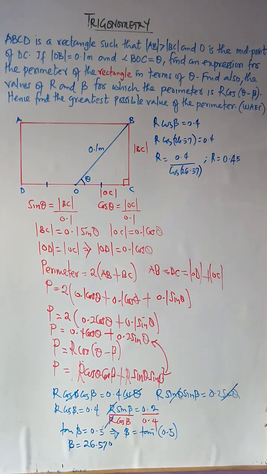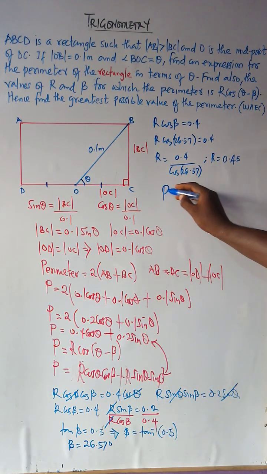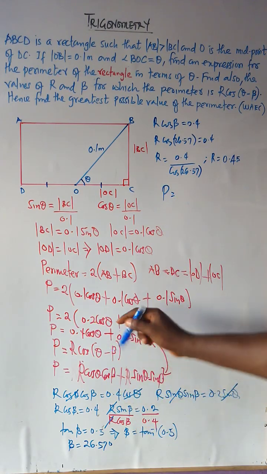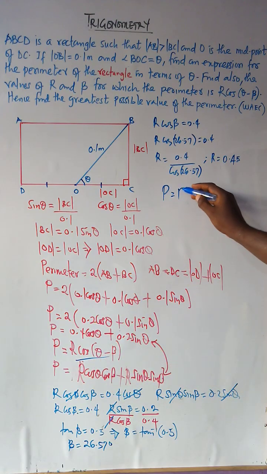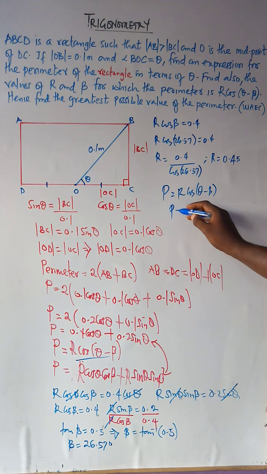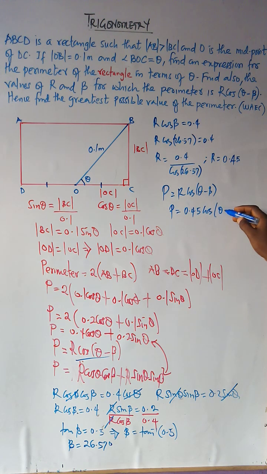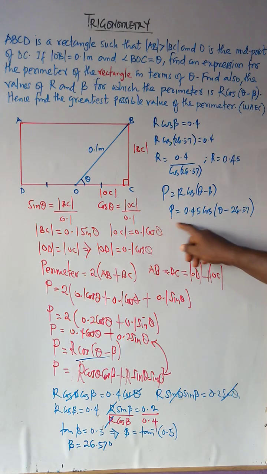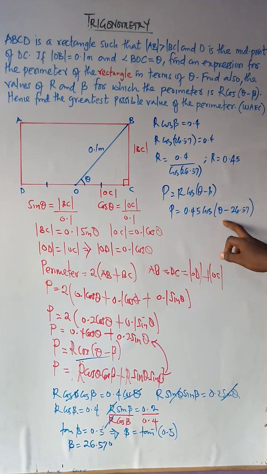Question: find the greatest possible value of the perimeter. This is outside trigonometry. So recall, the perimeter P is given from the question to be r cos(theta minus beta). So the perimeter becomes, what's r? 0.45 cos(theta minus, what is beta? 26.57). So this is the perimeter in terms of what? Theta. So it means the perimeter changes with this value, theta.